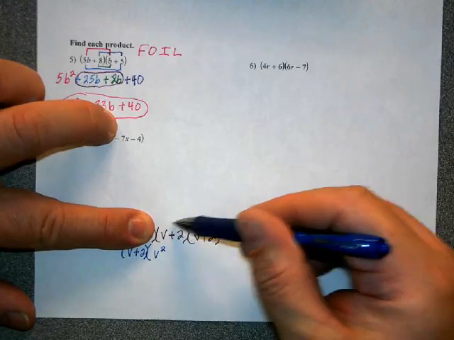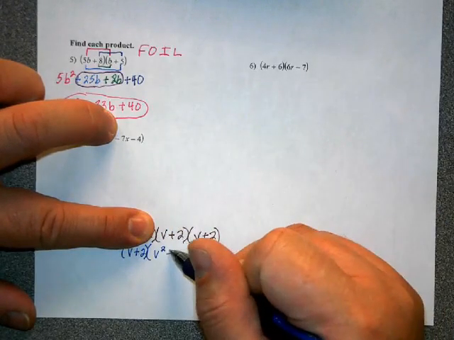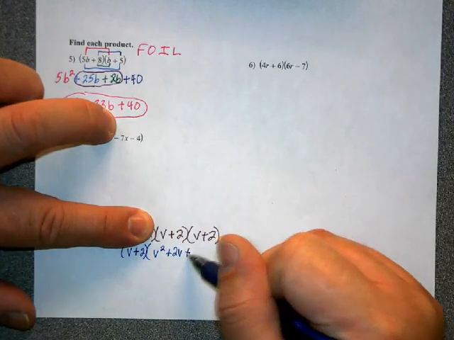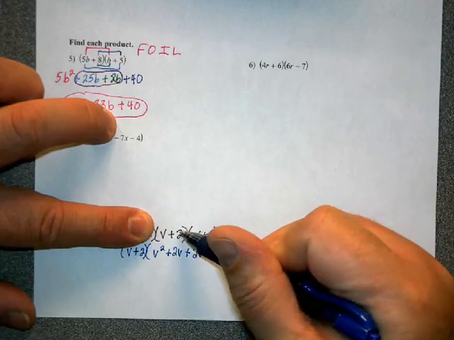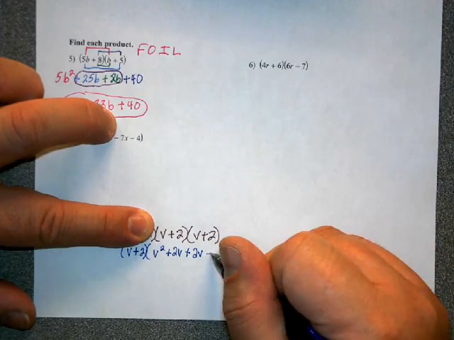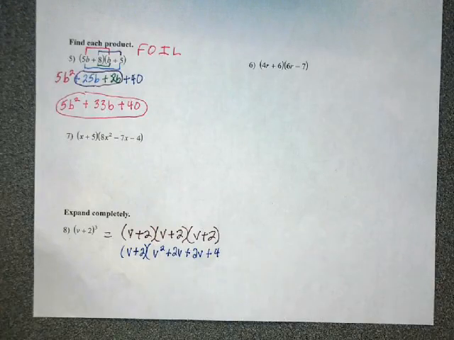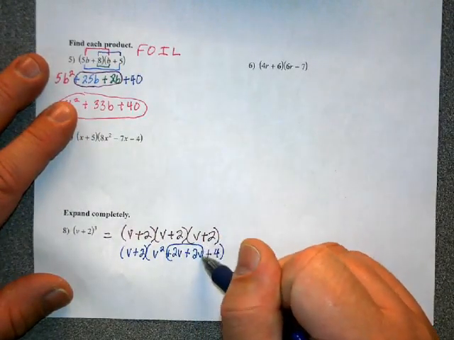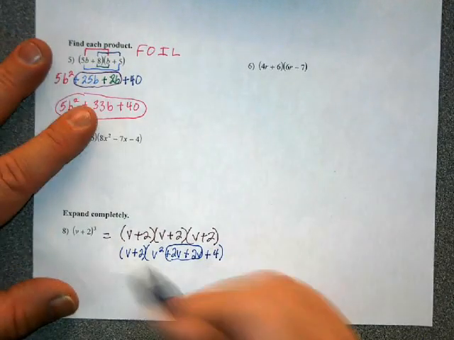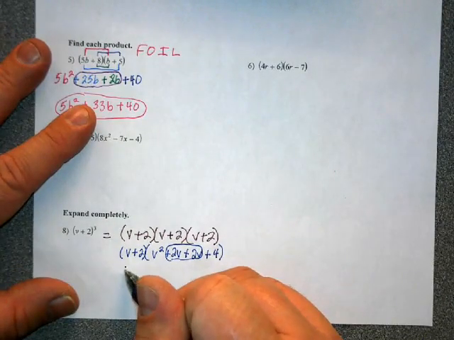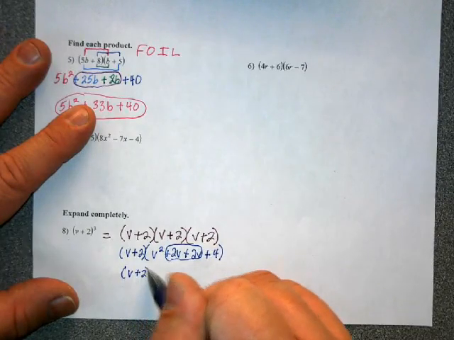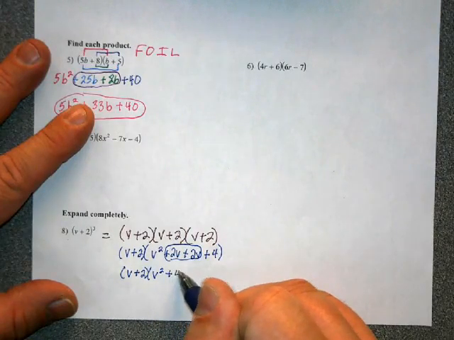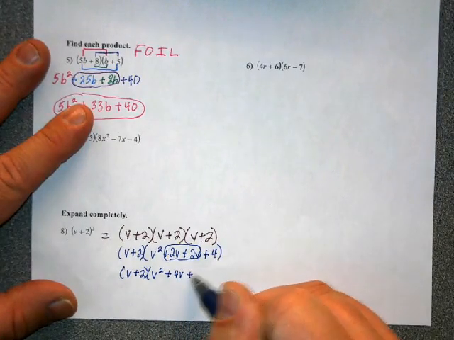Outer, v times 2 is 2v. And actually our inner is going to be the same thing, right? And then the last is 2 times 2, which is 4. We've got to combine our middle 2 terms. So I'm going to end up with v plus 2 times v squared plus 4v plus 4.